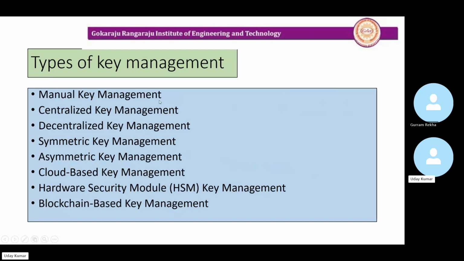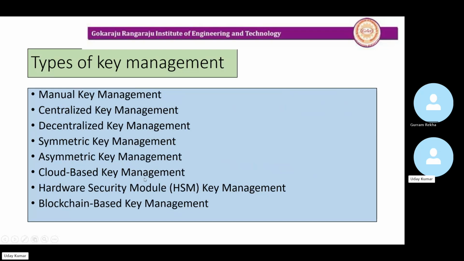So these are the types of key management: manual key, centralized key, decentralized key, symmetric key, asymmetric key, cloud-based key, hardware security module key, and blockchain-based key management. Out of these, just learn manual key, centralized key, decentralized key, symmetric key, and asymmetric key. You can also learn blockchain-based key as well.